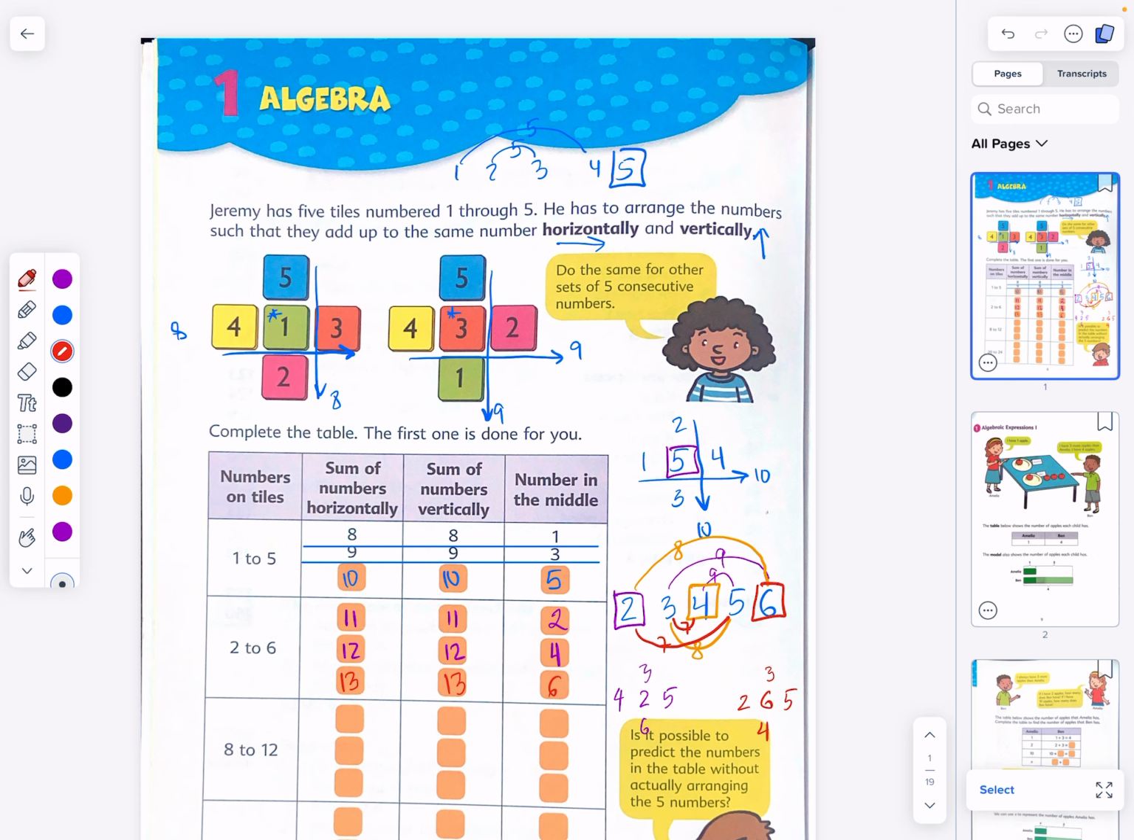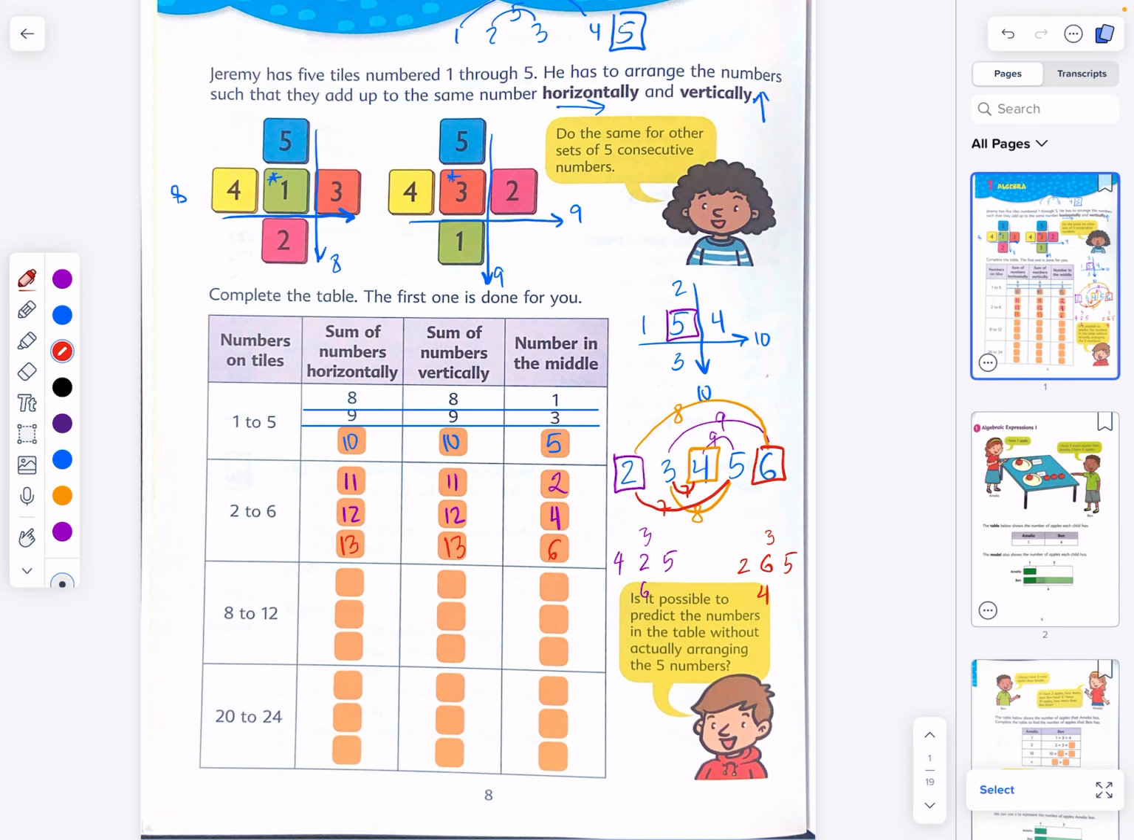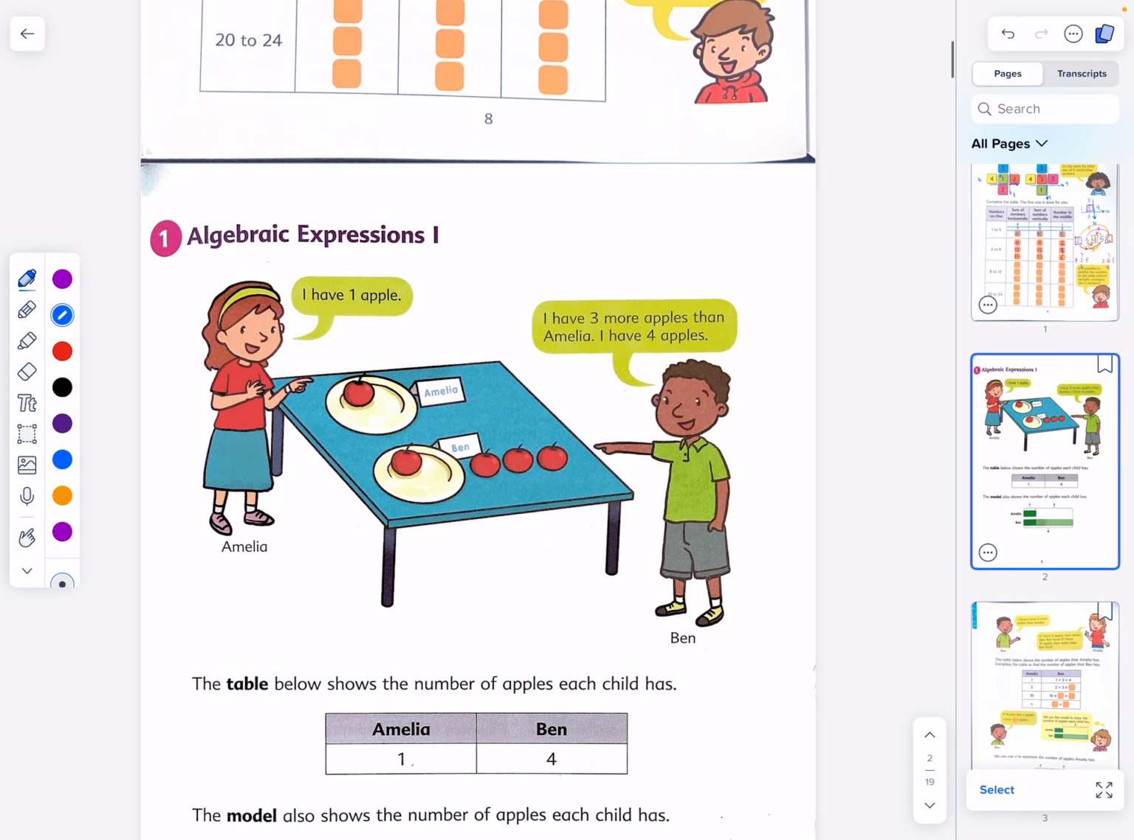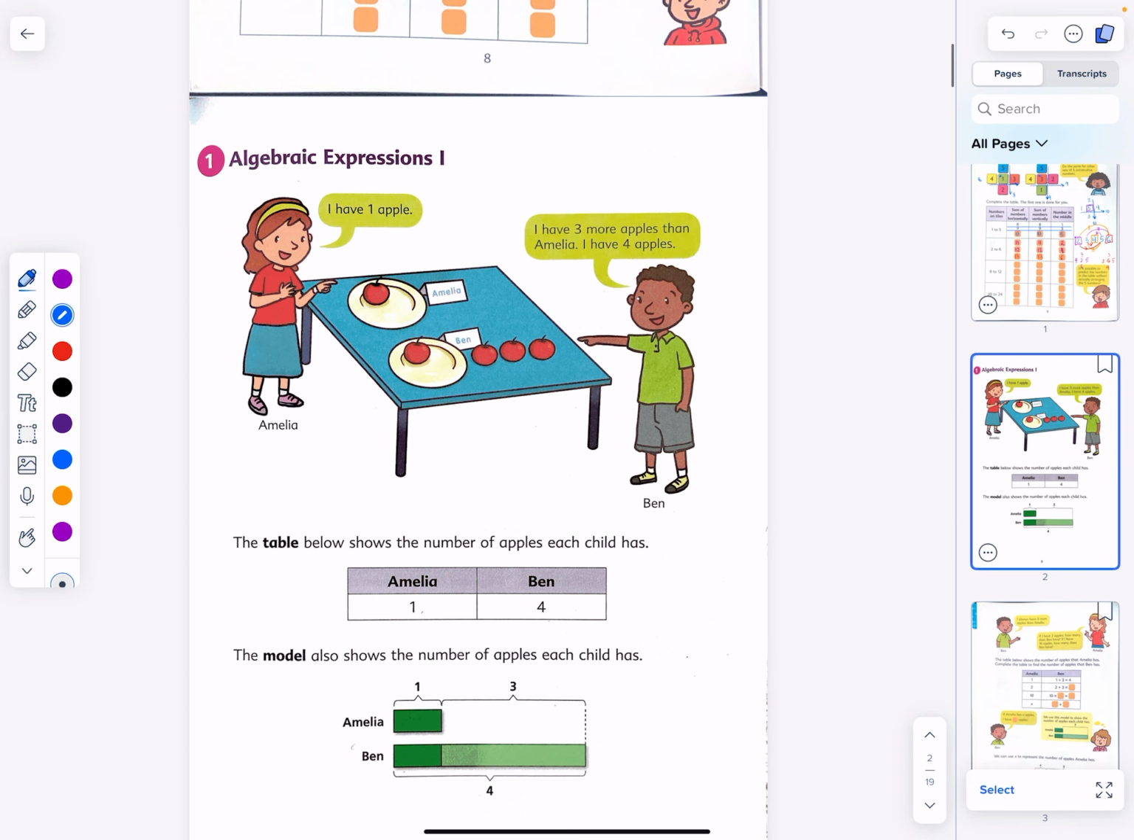I will let you continue with these patterns if you have different tiles with different arrangements. And in the meantime, let's continue going to the following page. My friends, algebraic expressions. We've seen algebraic expressions at the end of grade 5. If you wish, you can listen to the videos in textbook 5, 13.2, 13.3. Algebraic expressions, we call them mathematical sentences.